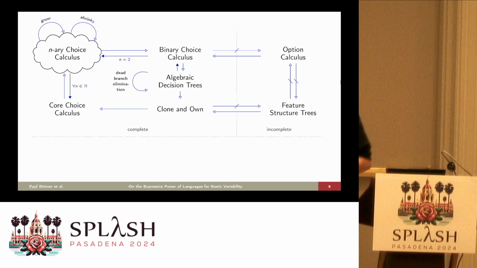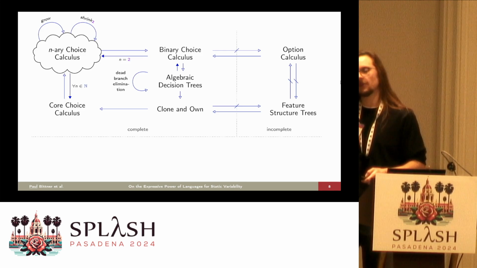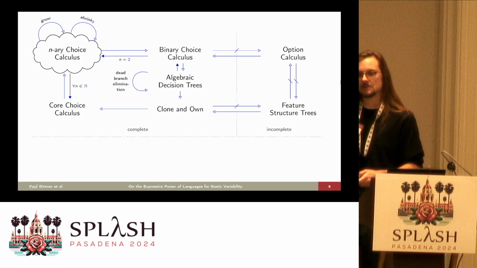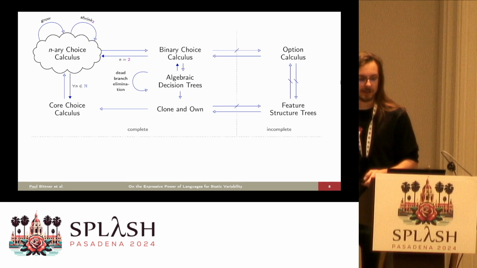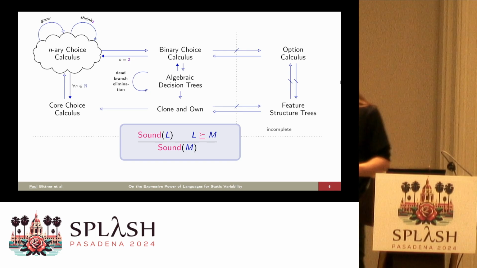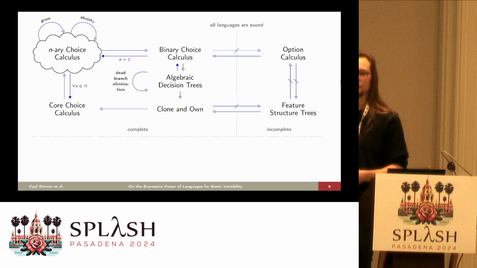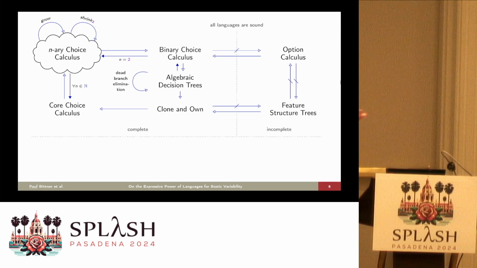So we find that there's this island on the left side, this chunk in the graph, where all languages are complete, and the right ones are incomplete. This requires a separate proof, but it is also hinted at by us not being able to traverse to the right. Conversely, soundness goes in the opposite direction. So we're lucky, everything is sound, which means all these languages can be used to describe software variability.